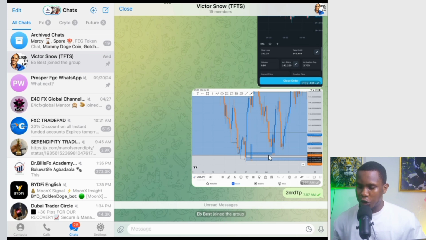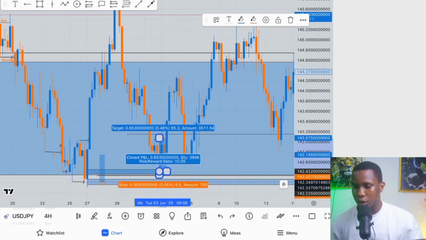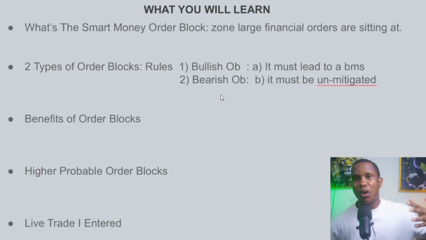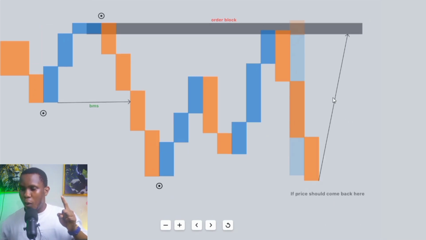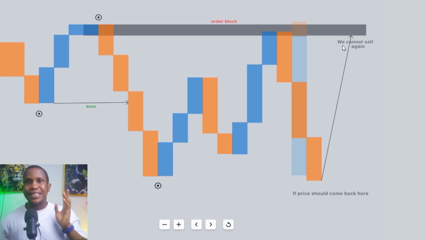Look at this particular trade here that I sent out to my Telegram community that gave me a 1:10 risk to reward ratio. Before I mapped out this order block right here to trade from, it gave me a break of market structure. Next to learn before you can master order blocks: it must be unmitigated in the market. An order block is used only once in the market. If price should come back here, we cannot sell again.